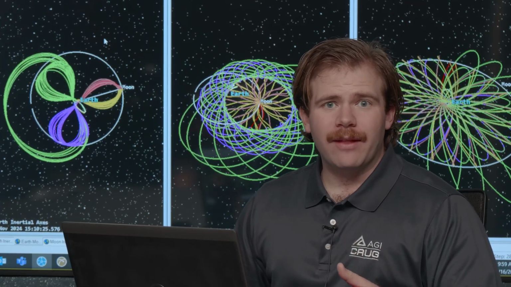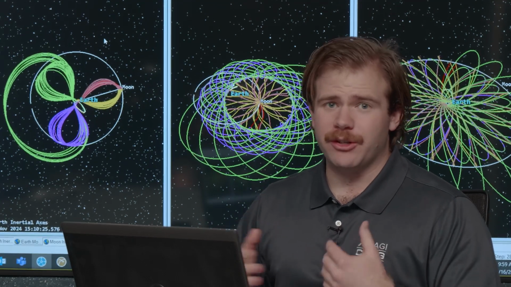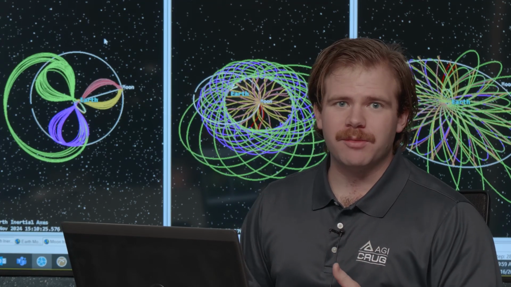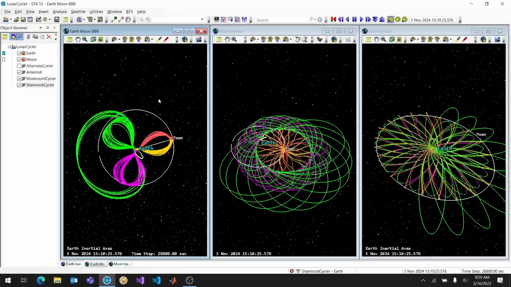So today we're going to look at the Artemis II free return trajectory, and then we're also going to look at a mushroom cycler and a shamrock cycler. Those are named as such because they look like a mushroom and a shamrock respectively when you look at them in a body-body rotating frame. On my screen in front of me, I have all three of those showing at the same time, and it looks like quite a mess. So I'm going to go ahead and just show my Artemis II trajectory.